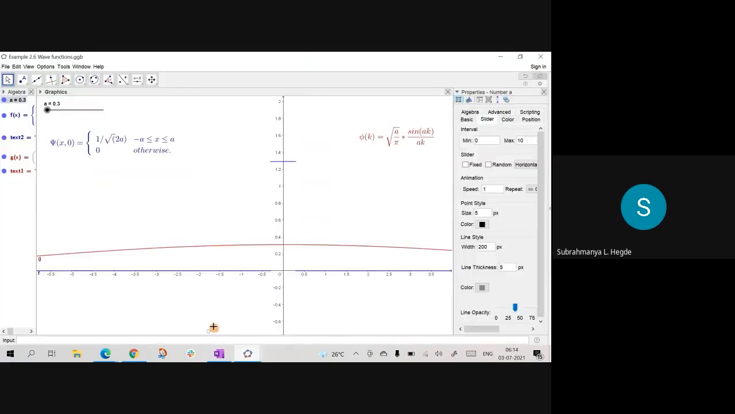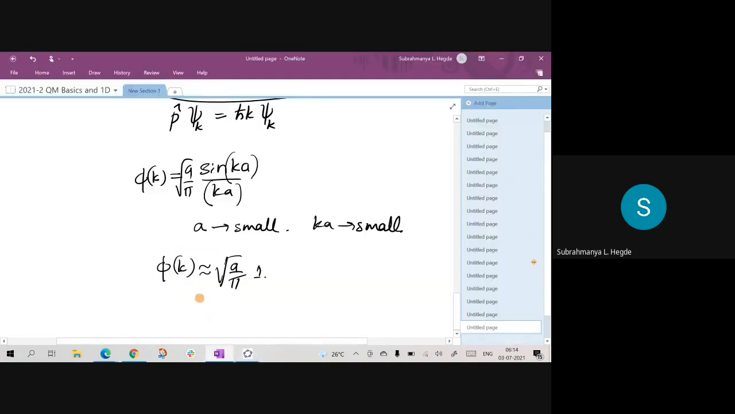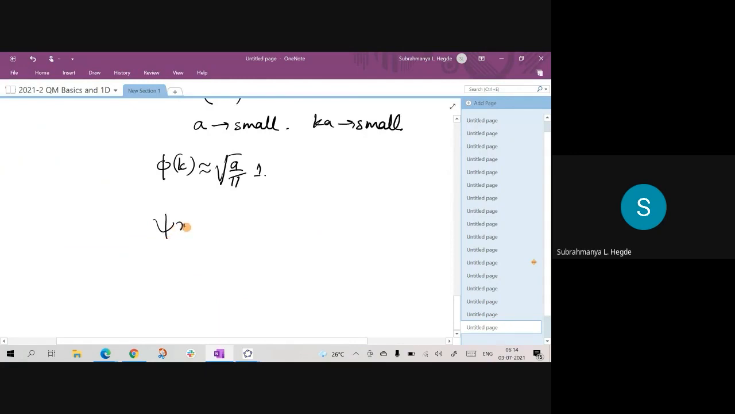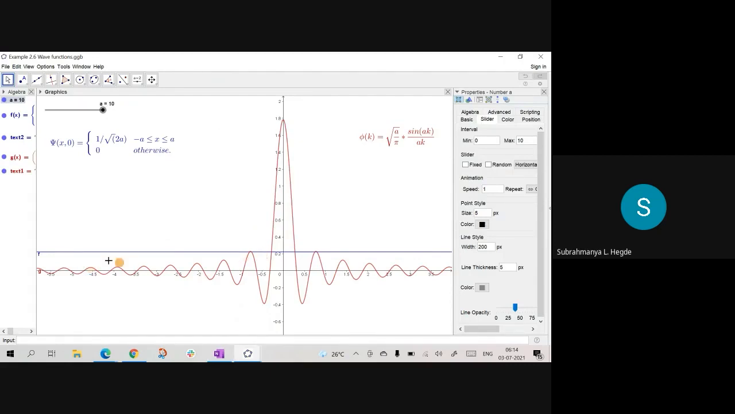This is mod square. When A is very large, what will happen? Then your psi of x comma 0 is equal to 1 by root 2a, x between minus a to plus a, 0 otherwise. So when a is very large, the height of psi x comma 0 is low, but it is very wide. Height is very low, but it is widespread.